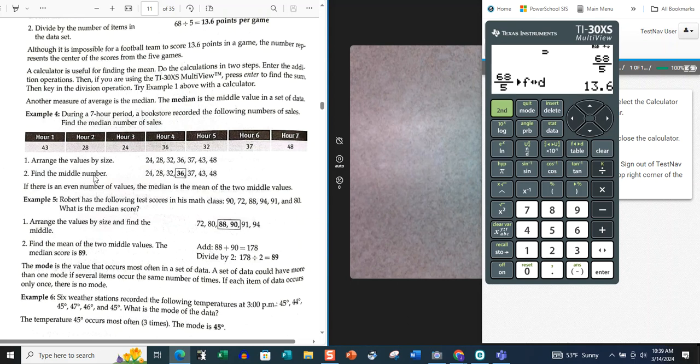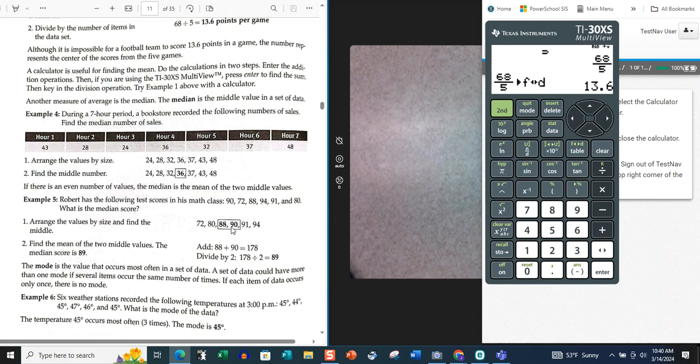Then we find the middle number. Since it's 7 numbers, we know the 4th number is the middle number. So it'll be 36. Now, it says if there is an even number of values, the median is the mean of the 2 middle values. So basically what it's saying is this here. We have 6 numbers here. So we still arrange it from smallest to greatest.